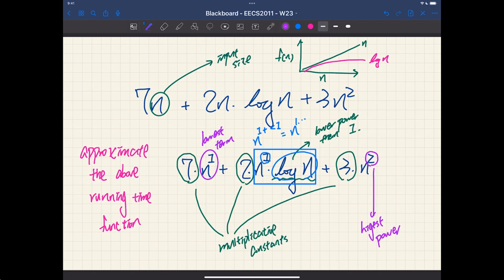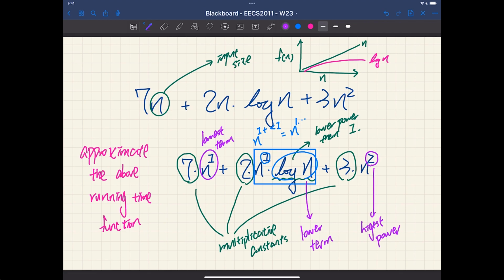Yes, you got a question? Very good. Okay. And of course, this one here, the blue one, is not really the lowest, but it's still lower than the highest power. So you can call that a lower term as well. Any term whose power is strictly less than the highest power would be considered a lower term. All right, lower term.